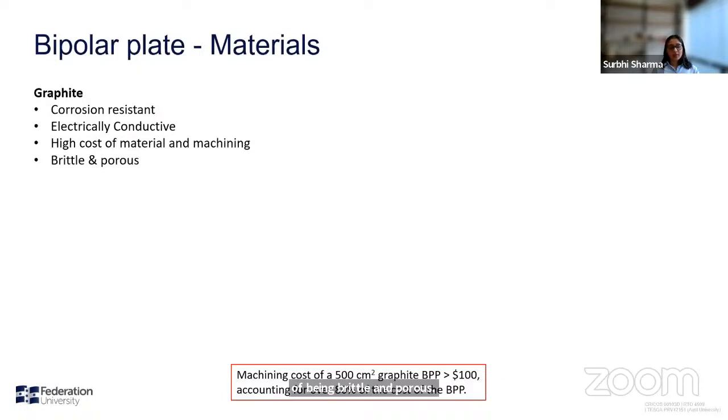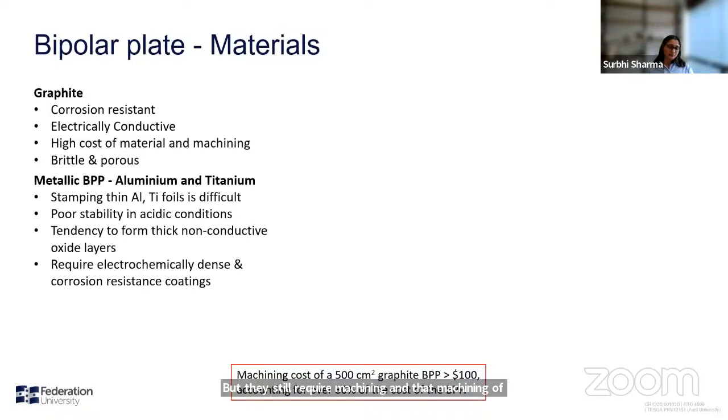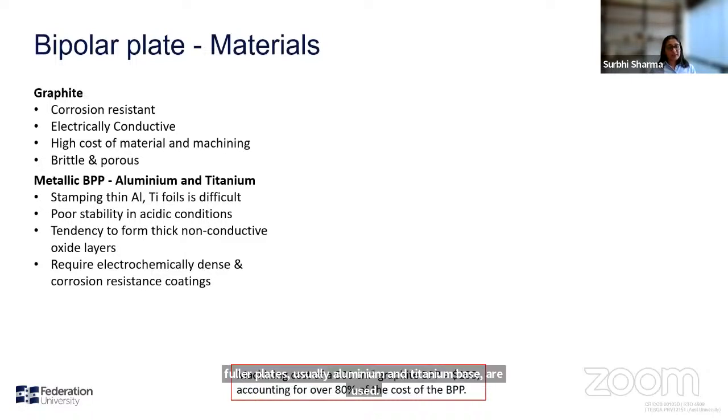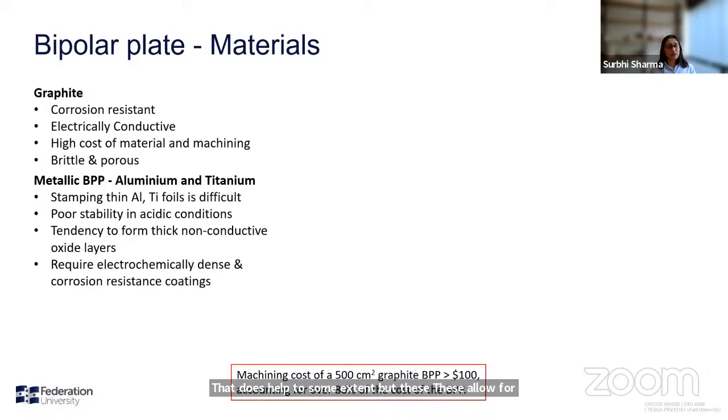So a lot of the times it's the carbon composite materials that are used instead of graphite nowadays, but they still require machining, and that machining of individual plates is quite costly. Metallic bipolar plates, usually aluminum and titanium based, are used. That does help to some extent, but these allow for the bipolar plates to be quite thin compared to the graphite plates, which are bulky. But they also require resistance to corrosion.